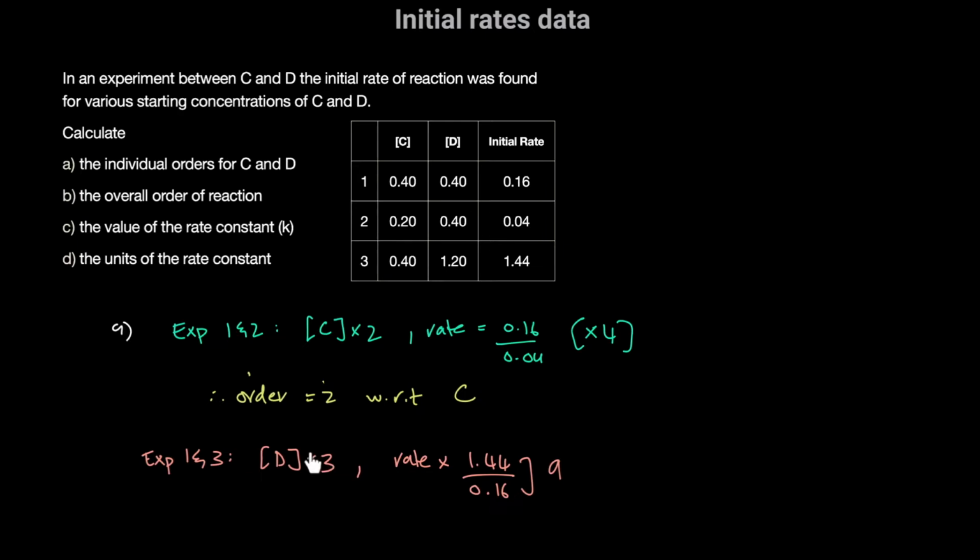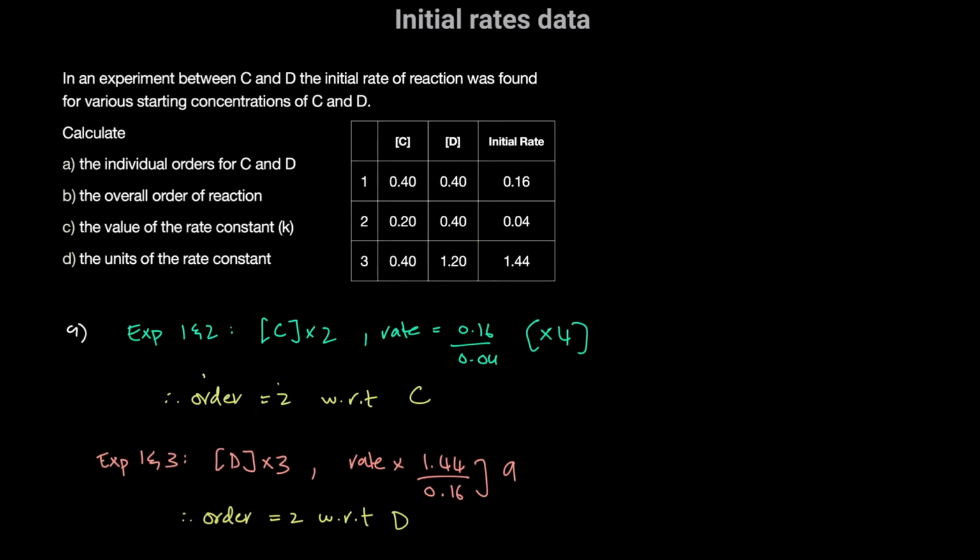Tripling the concentration changes the rate by a factor of 3 squared. So the order is 2 with respect to D as well. So we can say that this reaction is order 2 with respect to D.